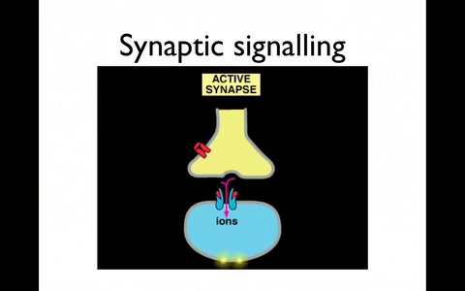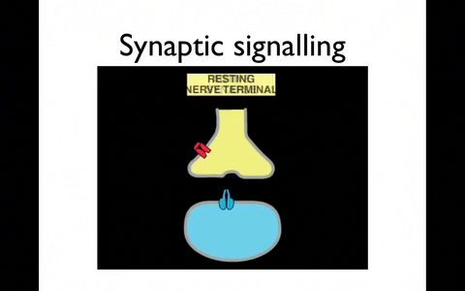The neurotransmitter is quickly removed from the synaptic cleft, either by enzymes that destroy it, or by reuptake into the nerve terminals or neighboring cells.